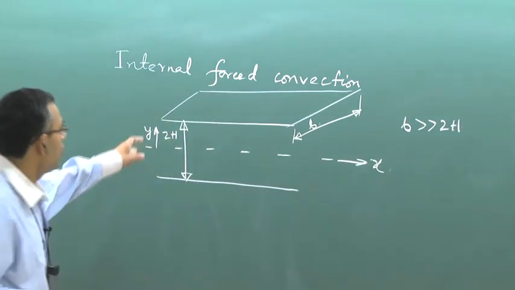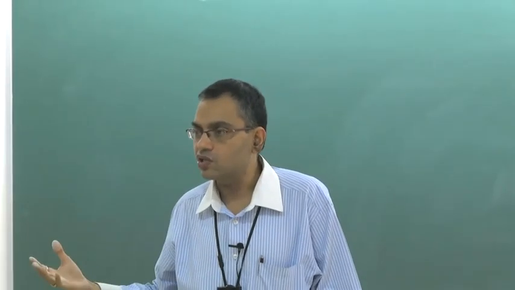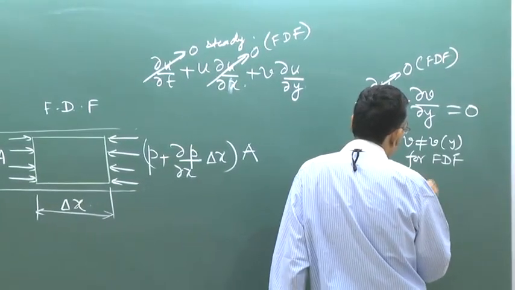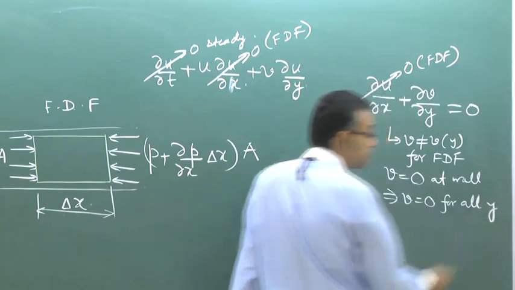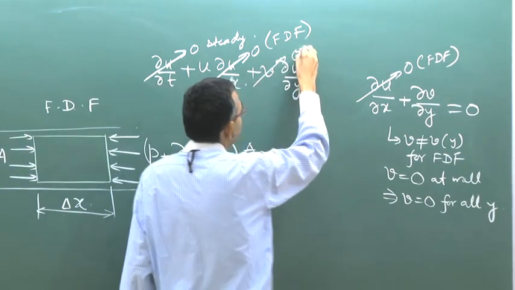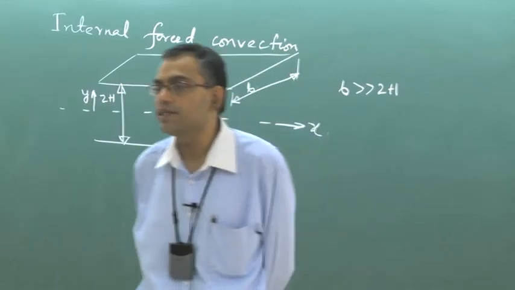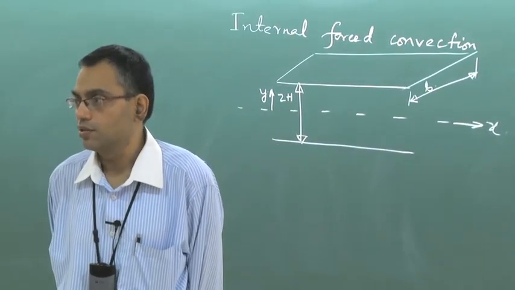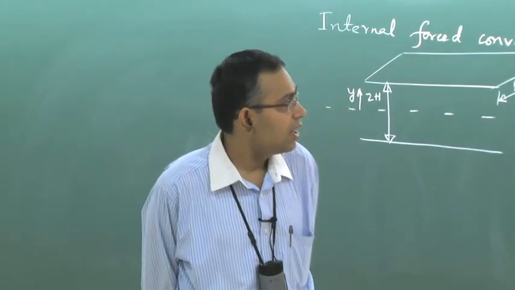But if there were holes in the plate, there are technological situations in which you make holes in the plate, then V is not 0 at the wall. So, assuming that there is no penetration at the plates or no penetration at the solid boundary, you will have V equal to 0 at the wall. This means V is equal to 0 for all y. So, if V is 0, then this term is 0. So, in the Navier-Stokes equation, the left hand side becomes identically 0. So, the nonlinearity of the Navier-Stokes equation is gone. So, it becomes a linear equation, which is also called the Stokes equation, which you can solve by analytical tools.